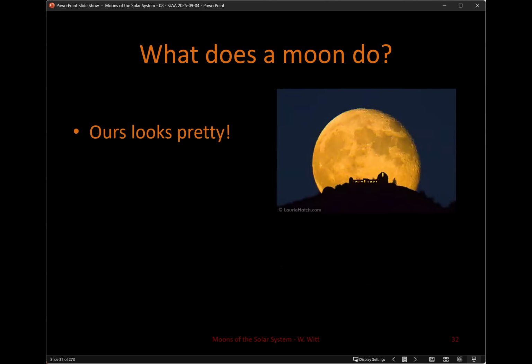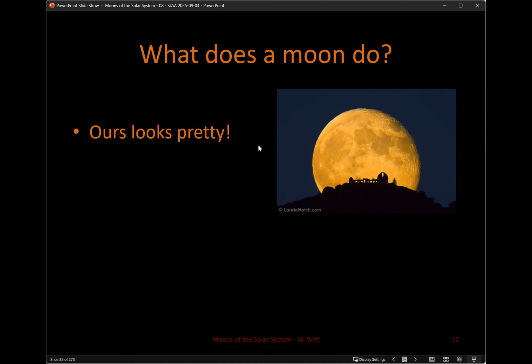So now what do moons do for us? Well, ours can look quite pretty. So this is a cool photo. It's actually a real photo, although the moon looks huge here, behind Lick Observatory. While this is a real photo, this perspective, this huge moon, was produced through some photo trickery, right? So the moon is not actually that huge in the sky, but it does look pretty neat. So our moon is quite a pretty object.